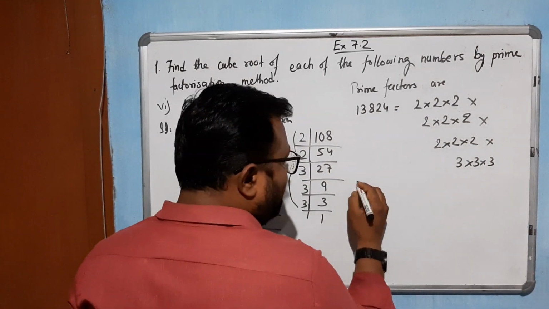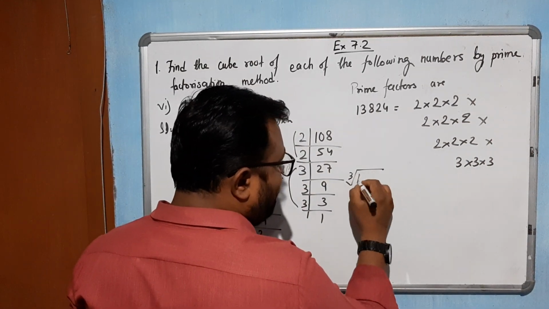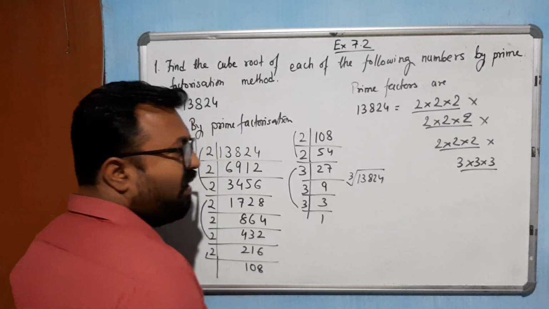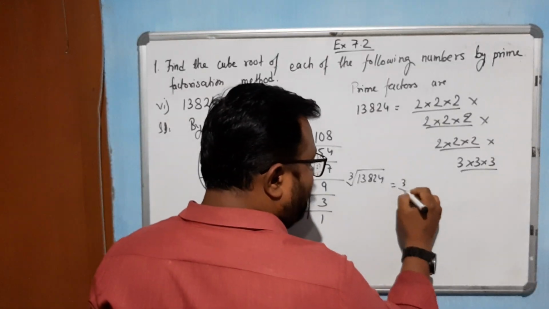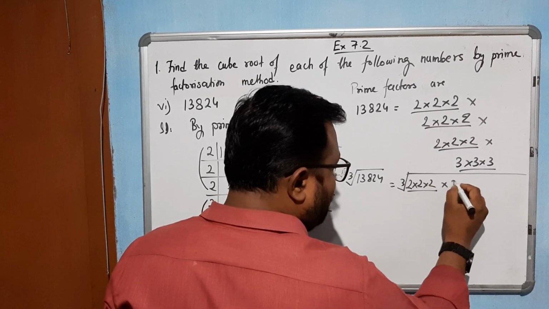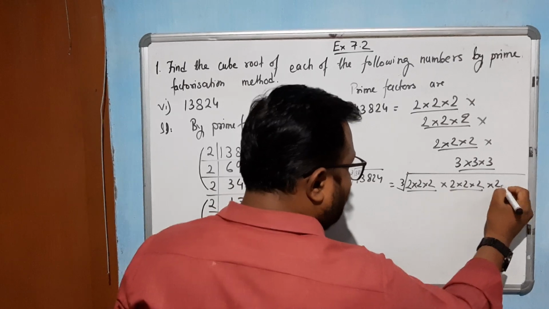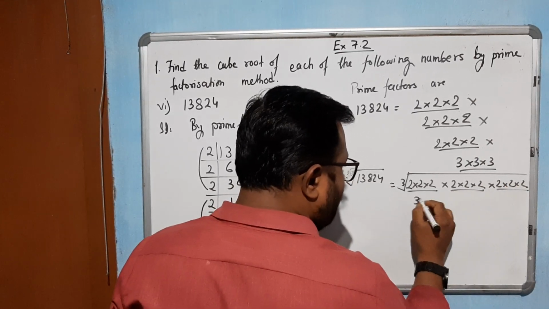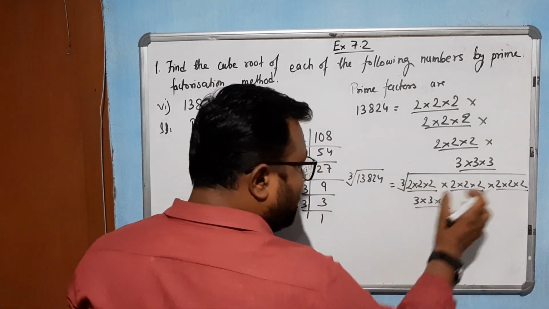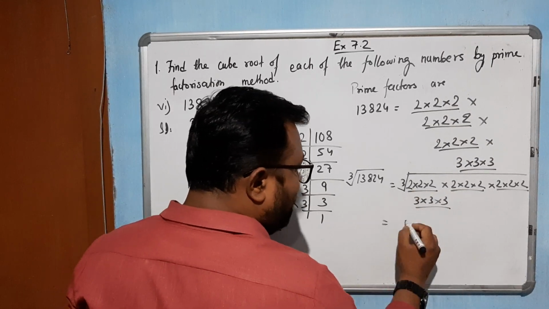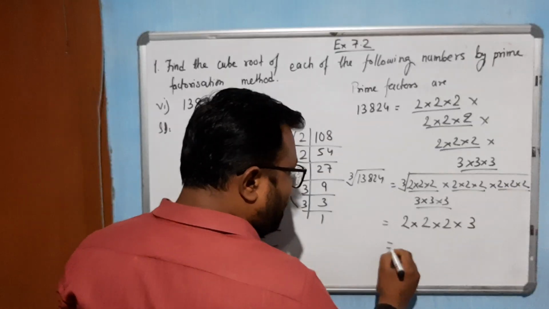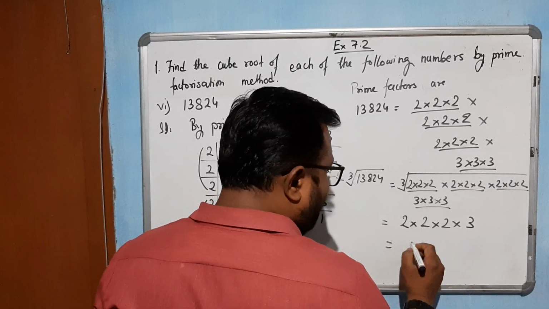Okay, so we can write cube root of 13824. See here it is 2, 2, 2 and this 3. All are making triplets. So equal to cube root under 2 into 2 into 2, one set, 2 into 2 into 2, another set, 2 into 2 into 2, third set, and 3 into 3 into 3, one set. So for every set we will have only one value. So here only 1 2 will come out, here also 1 2 will come out, here also 1 2 and 3. How much? 2 4s are 8, 8 3s are 24.